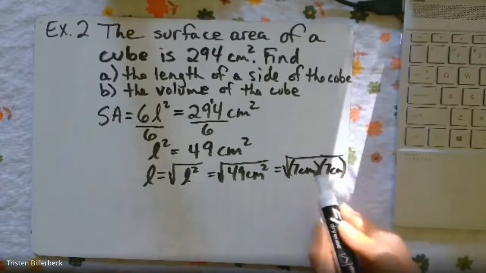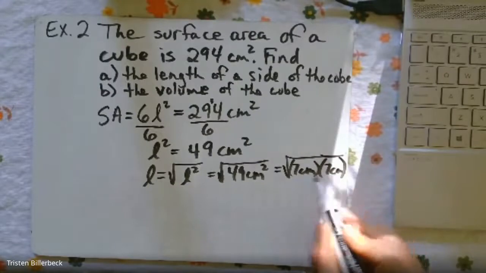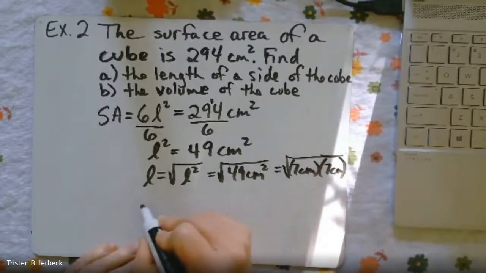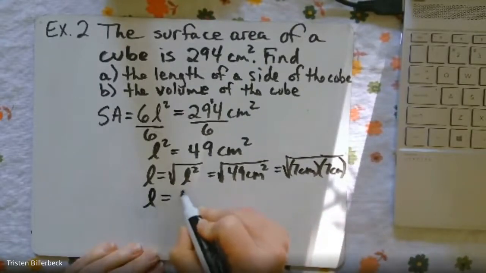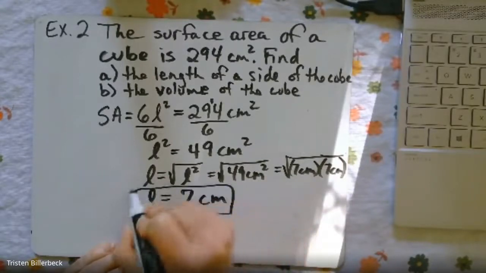So remember, it's a bad neighborhood and you can't leave home unless you leave in pairs. So we have a pair. So they get to leave home as a united front of 7 centimeters. And that's the length of the side.